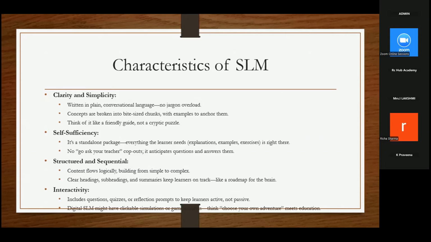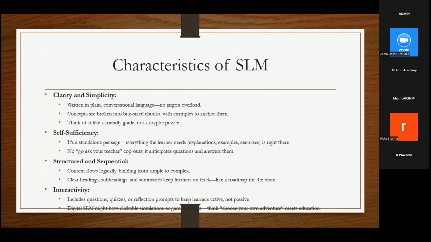So the first one is clarity and simplicity. I'm adding the words no jargon overload, which is too complicated for a simple person. And I'm writing cryptic puzzle. What is a cryptic puzzle? It means the content is read and we cannot understand it. It's just like a puzzle. So my presentation is not simple, it is only for the professional person. I want to make it simple, so I have to say clarity with simplicity.